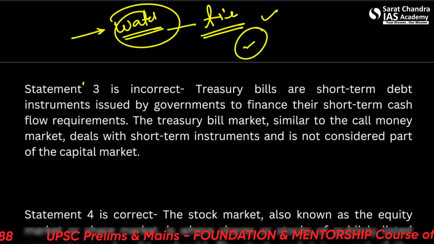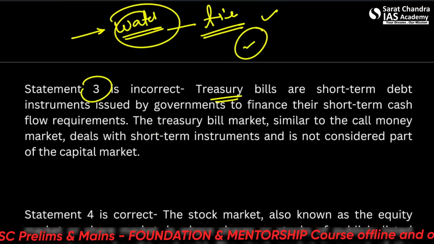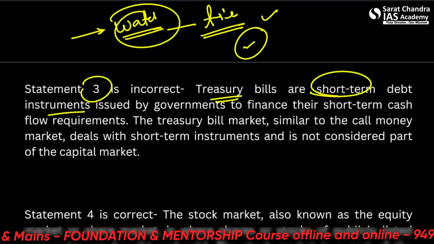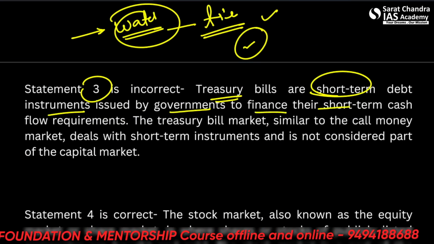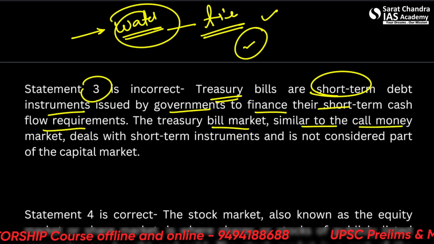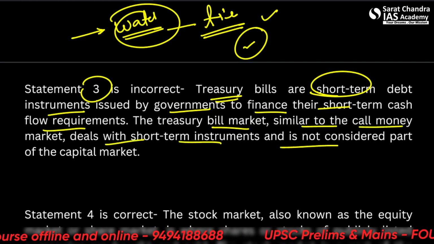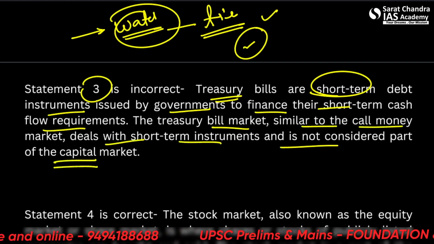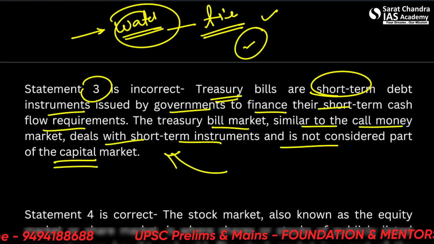Let's come to statement 3. T-bills, again, are short term. They are short term debt instruments issued by the governments to finance their short term cash flow requirements. The treasury bill market, similar to the call money market, deals with short term instruments and is not considered part of the capital market. So it's basically all dealing with time.